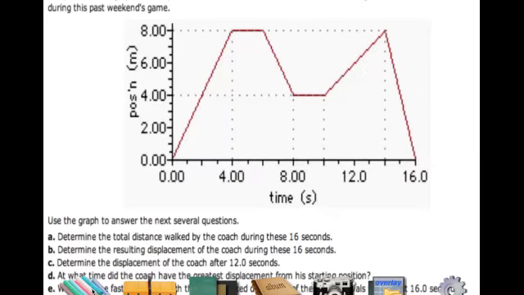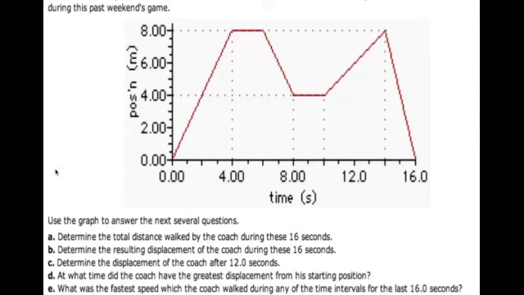Let's see another part here. At what time did the coach have the greatest displacement from his starting point? So we know that when he's farthest from point O, that is when he has the greatest displacement. Let's see, when is it when he's farthest from O? There are 2 points here. At this point, he is at 8 meters from O. So his displacement becomes 8 meters here, positive 8 meters.